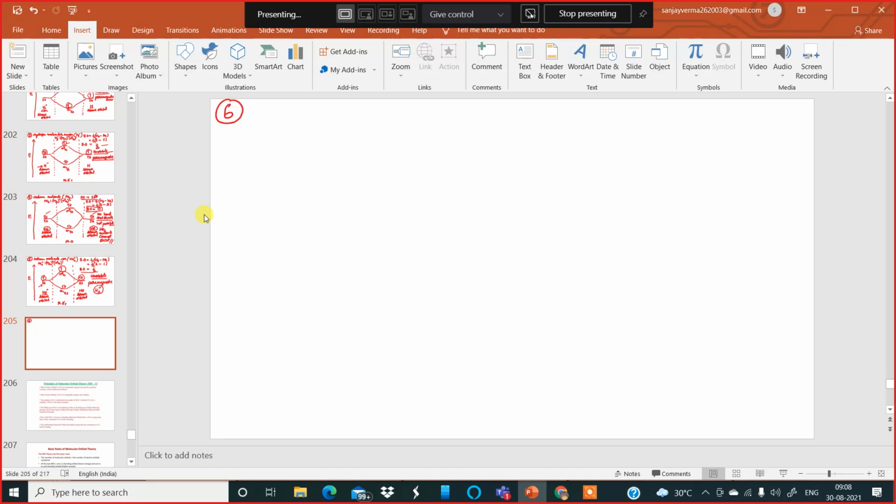I'm taking the example of the lithium molecule, Li2. We know the lithium atom has atomic number 3, and its electronic configuration is 1s2, 2s1.